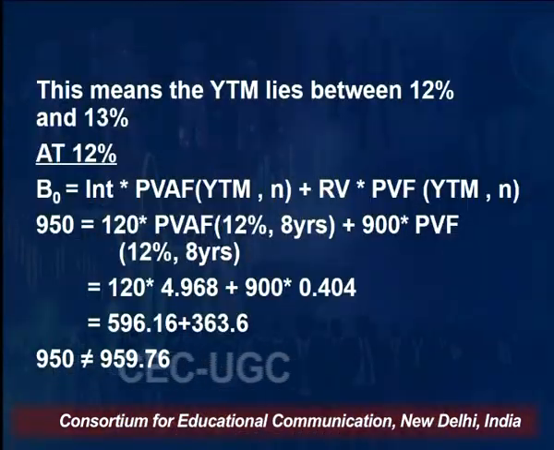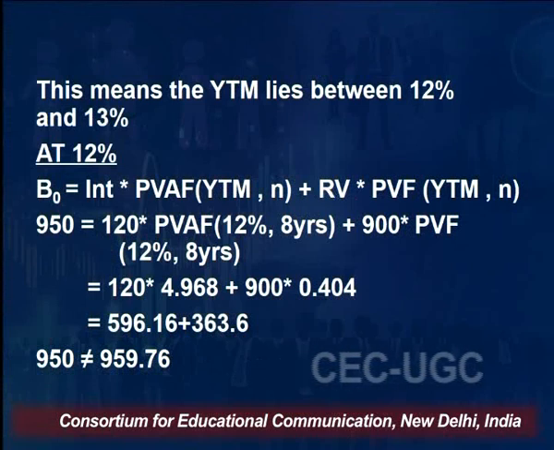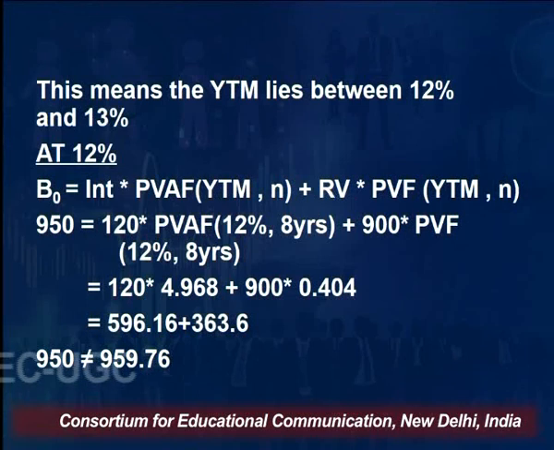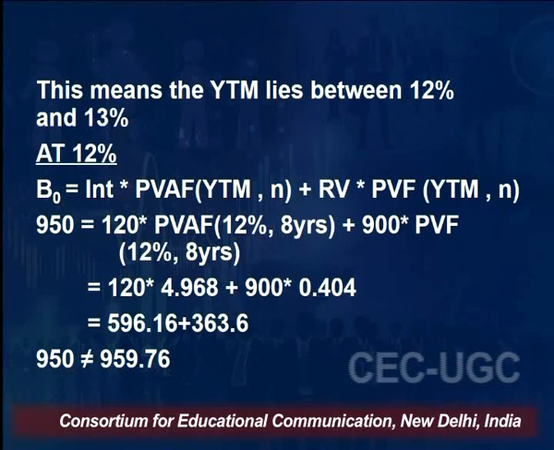So 900 multiplied by 0.404 comes to be 363 rupees 60 paisa, sorry. So 596.16 plus 363.6 comes to be 959 rupees 76 paisa. What it means is, if YTM is 12% and if you discount this future stream of income in the form of interest and redemption value at 12% rate of interest, at 12% yield, it becomes 959.